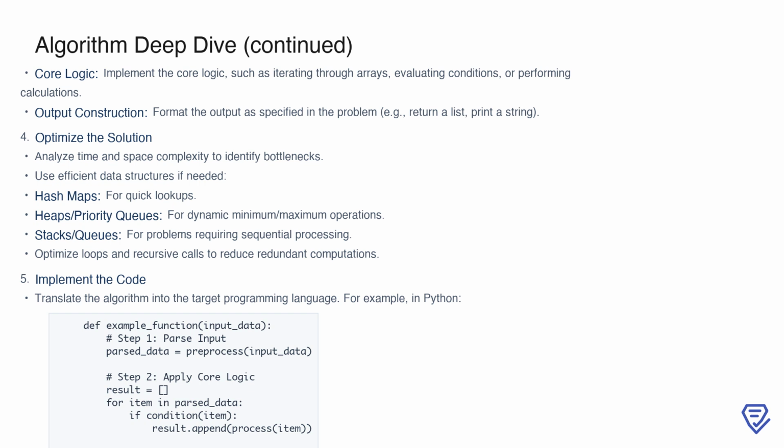Finally, the algorithm is translated into code. For instance, in Python, you would break the problem into steps such as parsing the input, applying the core logic, and constructing the output. This structured approach ensures clarity and logical flow in the implementation.